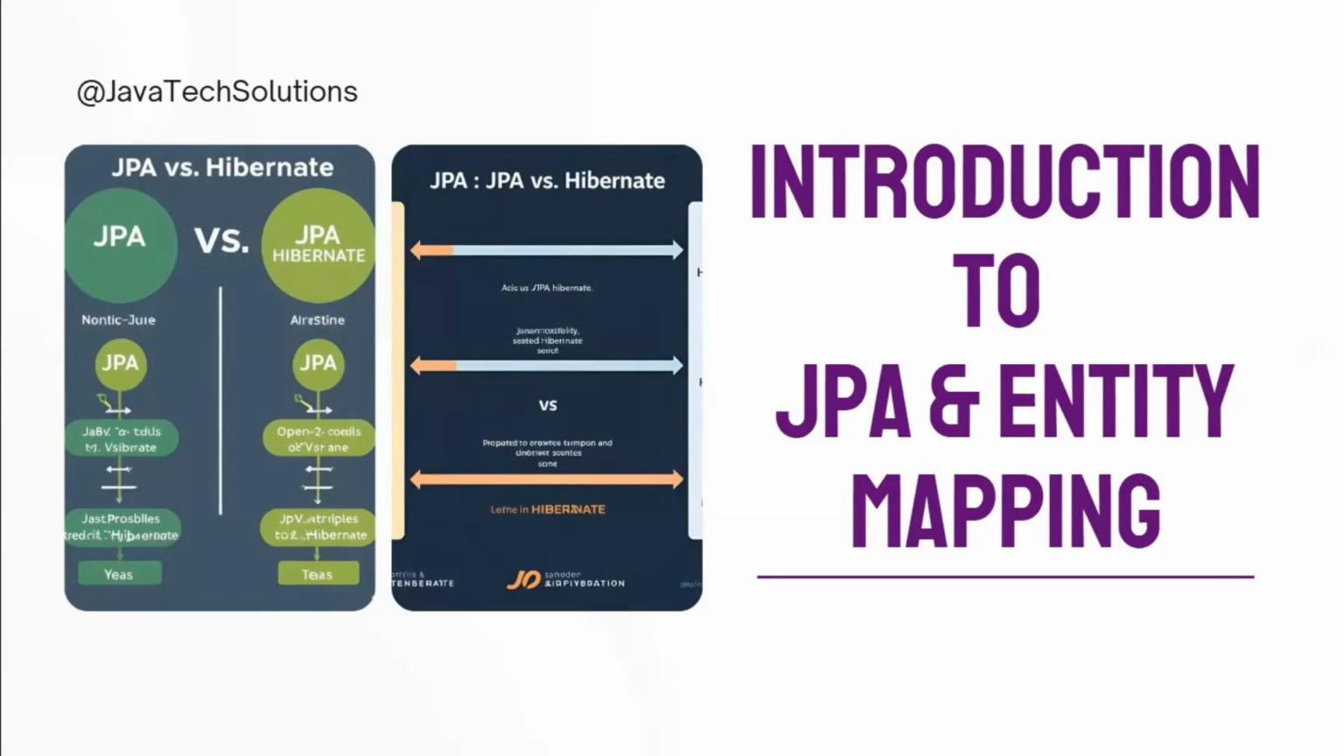If you ever wondered how Java applications seamlessly interact with a database, the secret lies in JPA and entity mapping. In this session, we will explore how Java objects are mapped to a relational database using JPA, the Java Persistence API, and Hibernate. It makes database interactions smooth and efficient.